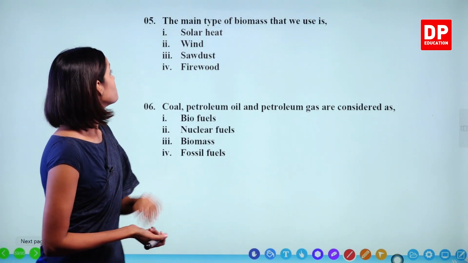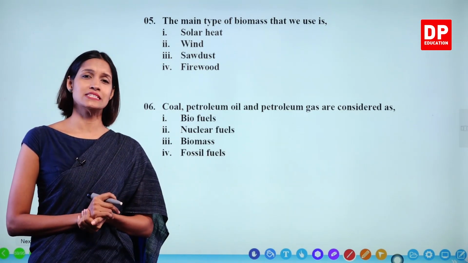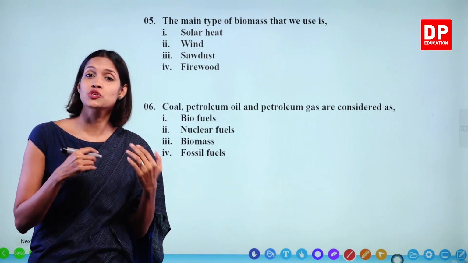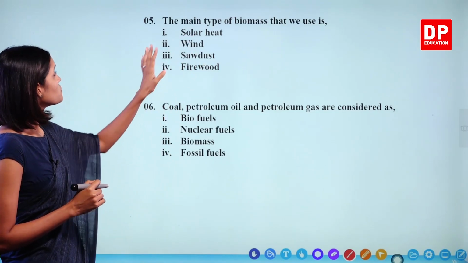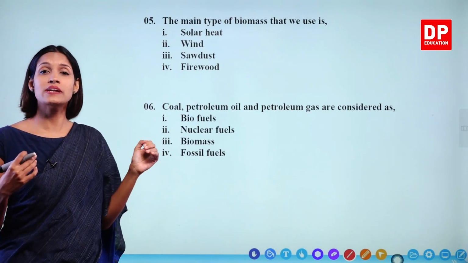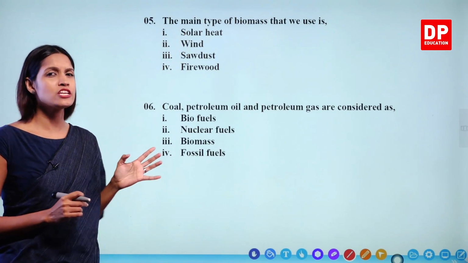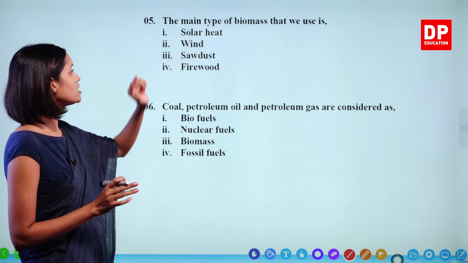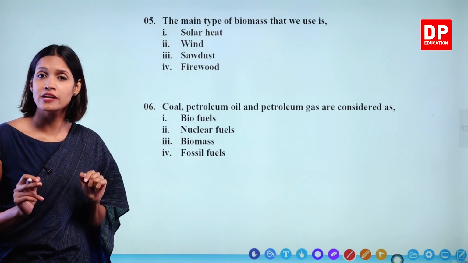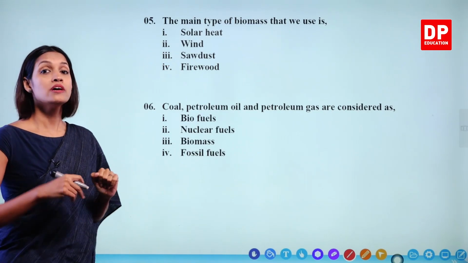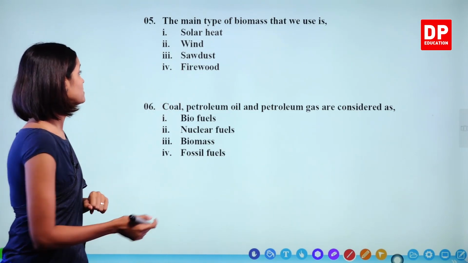Right. Number 5. The main type of biomass that we use is, now you all know many examples for biomass, children. Firewood, coconut shells and sawdust, those types of examples we learned. Okay. So out of all these examples, what is the most widely used type of biomass, children? Solar heat is not coming under biomass. Wind is also not coming under biomass. Sawdust and firewood definitely come under biomass, but out of these two, the main type of biomass that we use is firewood.